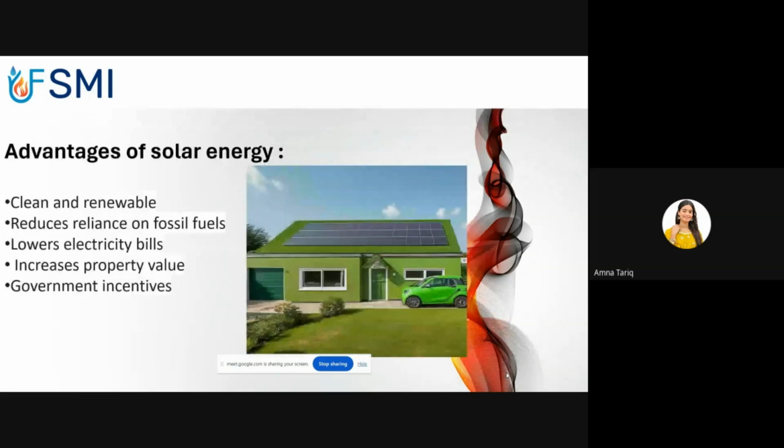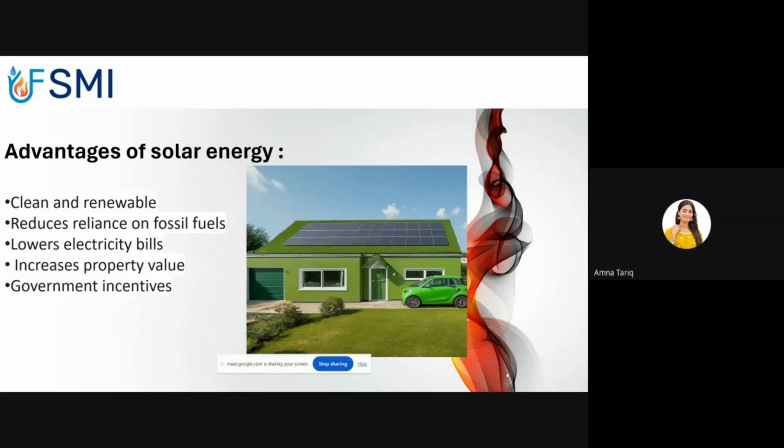Now, what are the advantages of solar energy? We also know there are many advantages of solar energy systems. Number one, clean and renewable. Solar energy does not produce harmful emissions like fossil fuels, because no emission is released into the environment and no pollution is created, no damage to our environment, forests, rivers, etc.